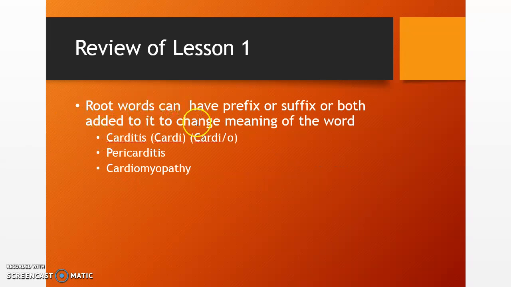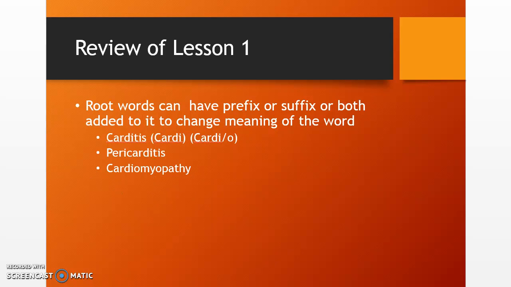And root words can have a prefix or suffix or both added to it to change the meaning of the word. So here we have cardiac, card, and cardio. This is the root word. This is the combining form. Pericarditis, right? This is a prefix around. This is the root word heart, and inflammation. So inflammation around the heart, pericarditis. And here we go, cardio, myopathy, right? Card is a root word here. Here's the combining form. Here this is about muscle, and this is pathology of the heart muscle, cardiomyopathy.